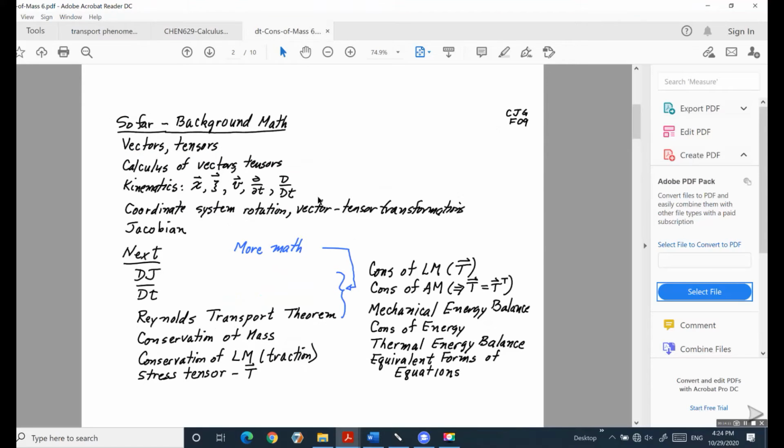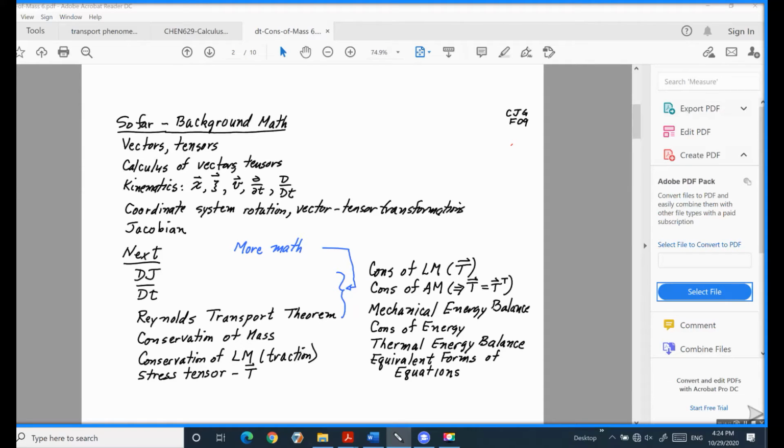So far, where we are here: we define vectors and tensors. We just reviewed the calculus of vectors and tensors. We define here that x is the position vector in the coordinate system. Let's say we are in three space and rectangular coordinates. Let's say we have x1, x2, x3. Anything can be called the position vector or another representation of x.